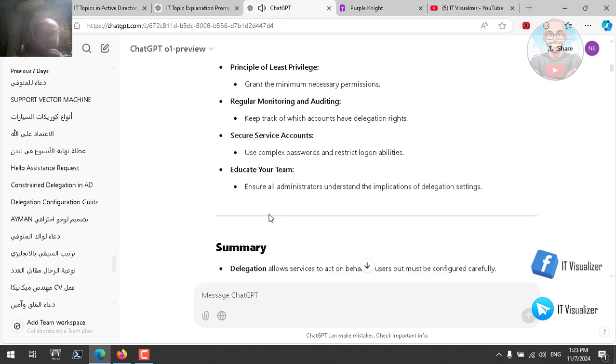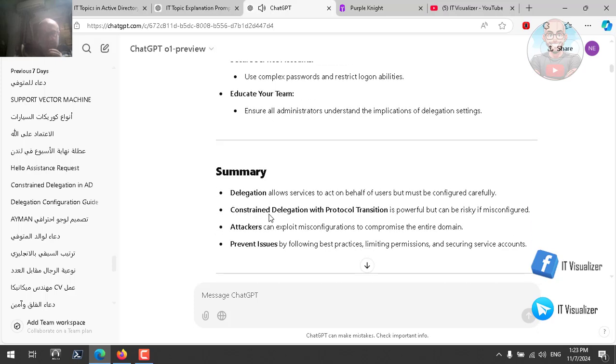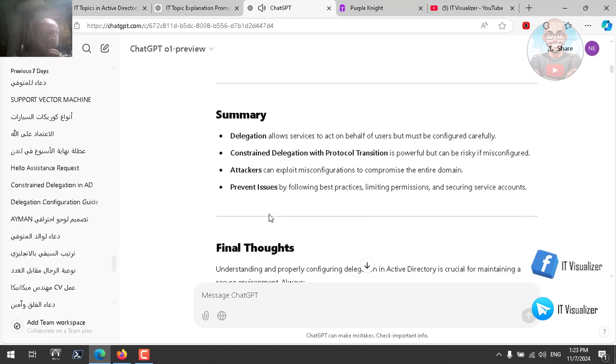Summary. Delegation allows services to act on behalf of users but must be configured carefully. Constrained delegation with protocol transition is powerful but can be risky if misconfigured. Attackers can exploit misconfigurations to compromise the entire domain. Prevent issues by following best practices, limiting permissions, and securing service accounts.